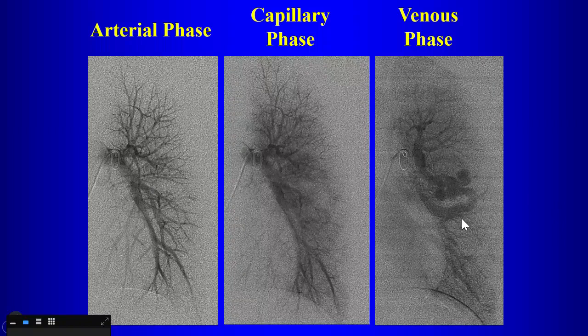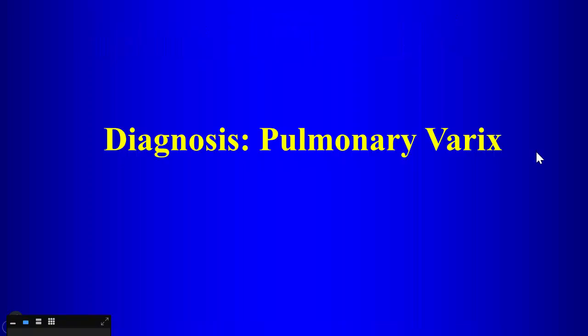So what's the difference between the appearance here and what a pulmonary AVM would look like? It would light up on all three. Well, it would opacify earlier. Right. So the pulmonary AVM would opacify much earlier. This is opacifying on the venous phase. Right? So what do we call this? What's the term for this? If you have a tortuous vein, what is it called? Varix, right? That's a pulmonary varix.